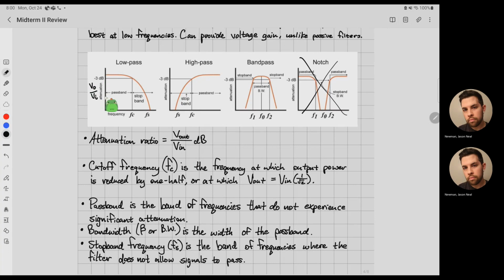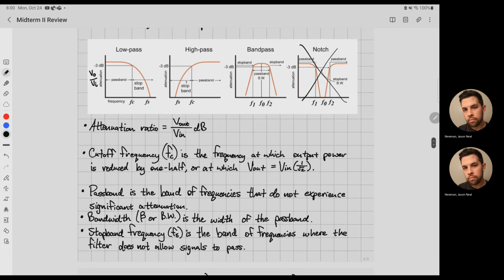So this y-axis basically is attenuation ratio, V out over V in. And then we have the cutoff frequency, FC, right here. It's the frequency at which the output power is reduced by one half. Basically, V out is equal to V in times 1 over square root of 2, and that's also called the half power frequency, basically because when that frequency gets hit, it's at half power output.